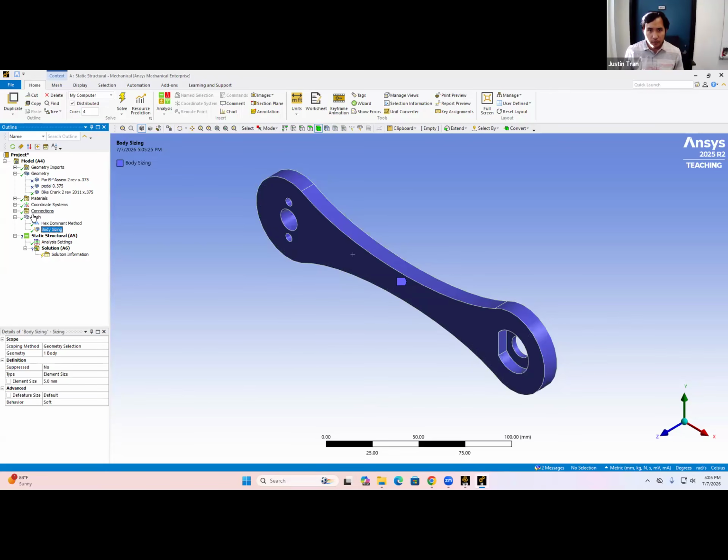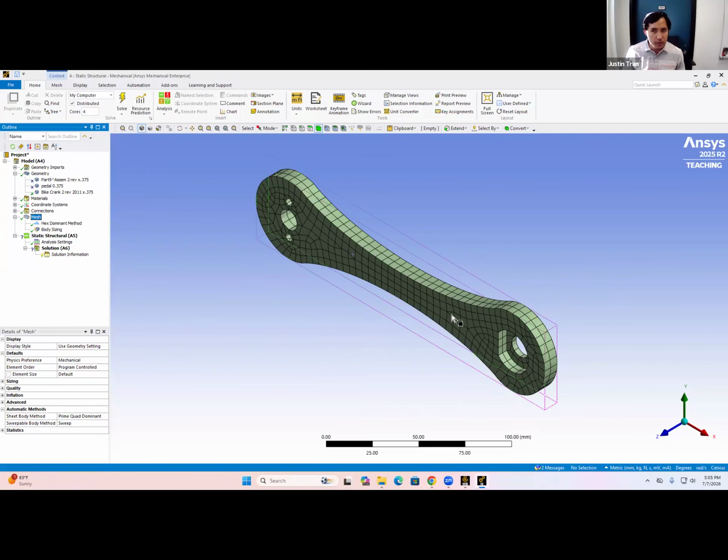For the sizing, there's a lot of different options you can do, and this mesh that I have here is fine. Again, we have a fairly simple case here, and so we don't necessarily need a ton of elements.